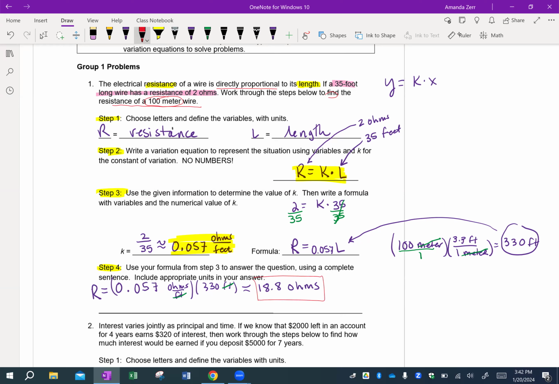All right, so what did we do? In step 1, we figured out what the story is about, defined our variables. In step 2, we figured out how to set up our equation based on the words, the direct, indirect, or jointly proportional. And step 3, we figure out what K is worth and plug that into our formula. And then finally, in step 4, you can actually answer the question. Okay, let's try another one.